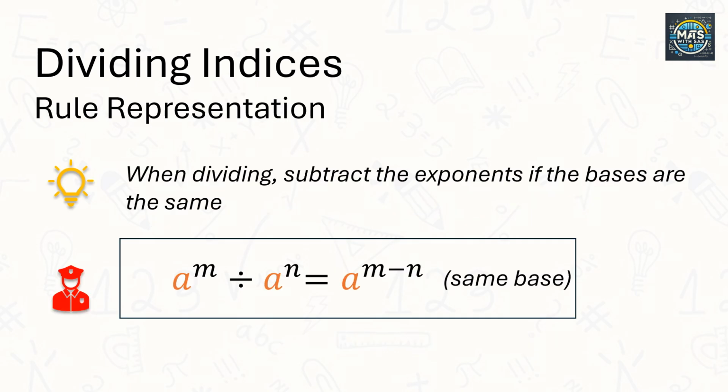The general rule for dividing indices states that when we divide two numbers with the same base, we subtract their exponents. This is written as a to the power of m divided by a to the power of n equals a to the power of m minus n. This rule is useful when simplifying expressions with exponents.